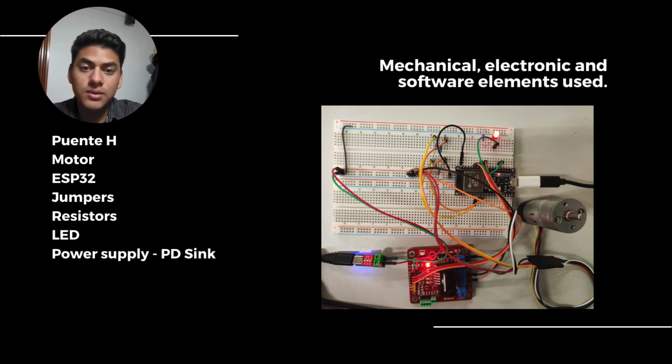In the electrical part, we use several components, like a motor with encoder and gear reduction, an H-bridge to regulate the current we send to the motor, an ESP32 microcontroller, jumpers, resistors for a voltage divider to reduce from 5 to 3.3 volts, an LED to indicate the communication with ROS, and a USB-C power delivery supply.